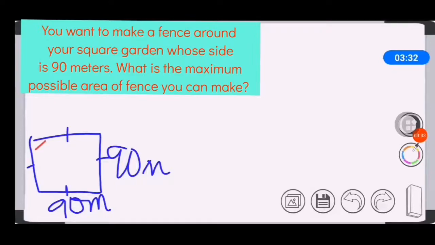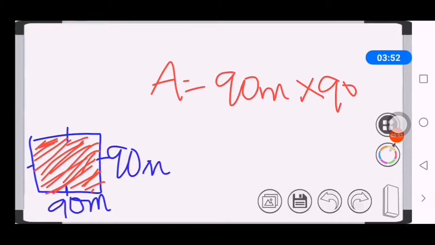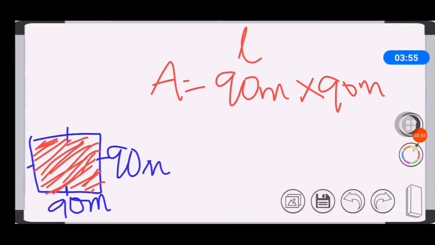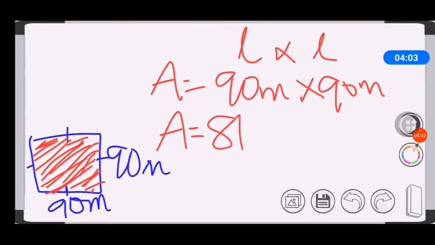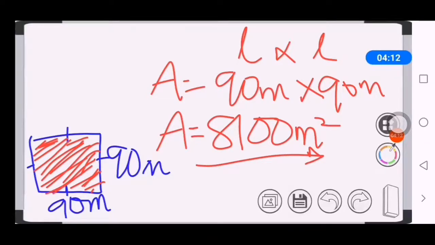What is the maximum possible area that the garden can be? This means what is the total space? Remember, area is the space occupied or covered by a shape. So the question is asking what is the maximum space that our fence can cover around the garden. So our area is going to be 90 meters times 90 meters, the length times the length. Don't forget the formula. So our area is going to be 9 times 9, it's 81. And we bring our 2 zeros, so squared meters. This is our area. Got it?